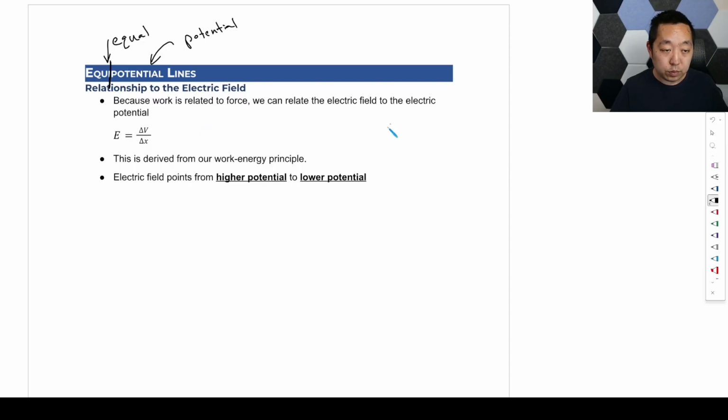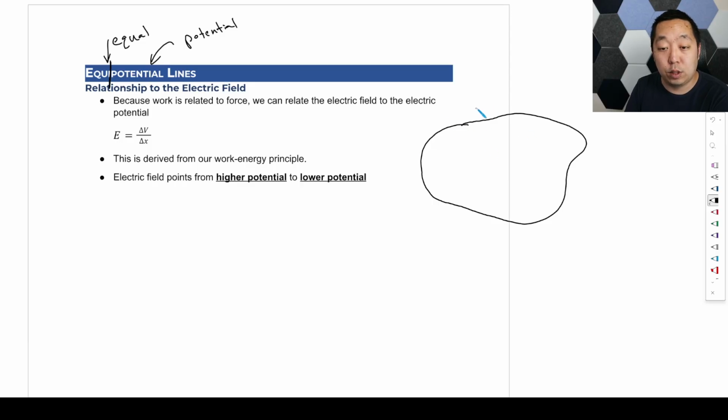The whole idea on an equipotential line is that everywhere along it, it's the same potential. So if you move to any point along this line, you're going to have the same potential. Remember, we use the potential to talk about the change in energy and potential energy and things like that.